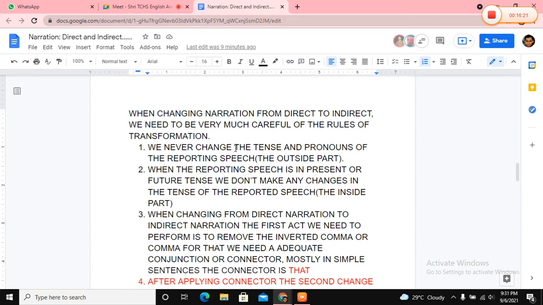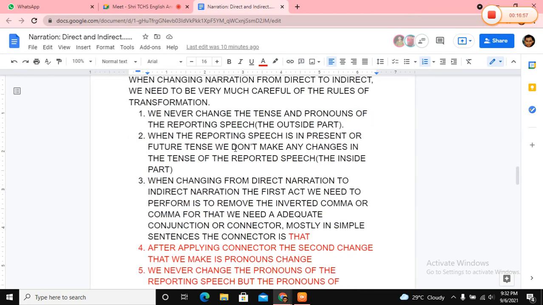Let me repeat all these three rules. We never change the tense and pronouns of the reporting speech, the outside part. When the reporting speech is in present tense or future tense, we don't make any changes in the tense of the reported speech, the inside part. When changing from direct narration to indirect narration, the first act we need to perform is to remove the inverted comma or comma. For that we need an adequate conjunction or connector. Mostly in simple sentences, the connector is that.